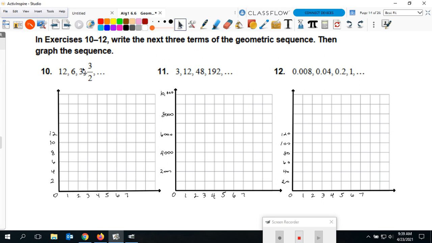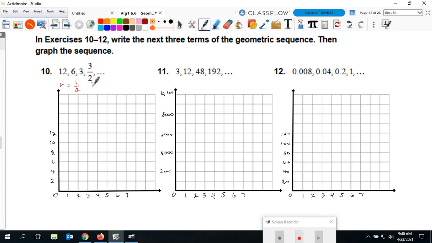Okay, so hopefully you have a common ratio now for each one of these. We can see we're going down on this one. So for this one, what are you doing each time? You're cutting this in half. Half of 12 is 6, so our common ratio here, the r, is going to be 1/2. We need to multiply this number by a half.